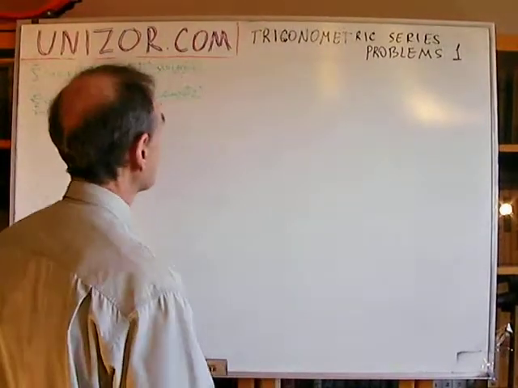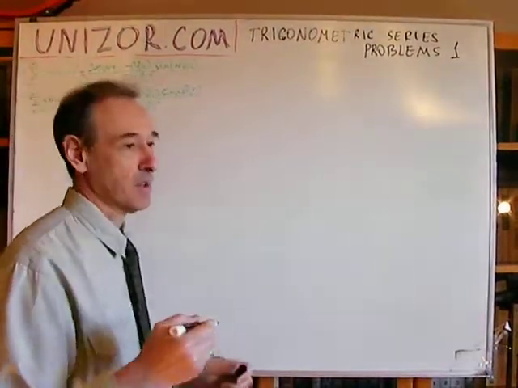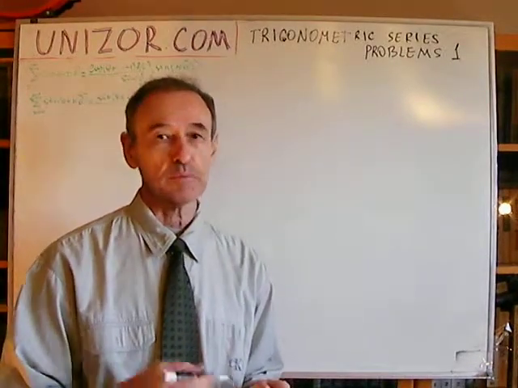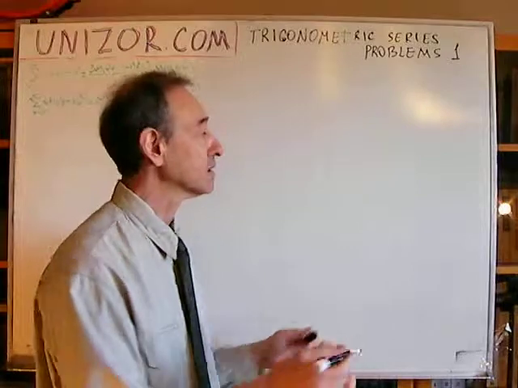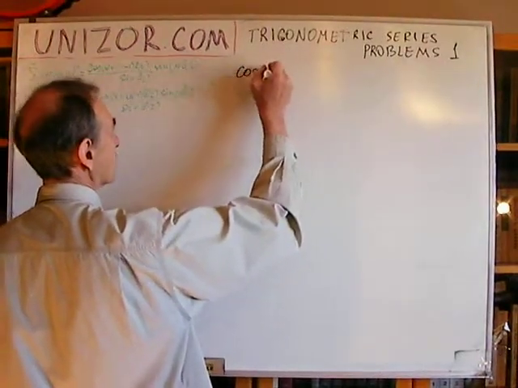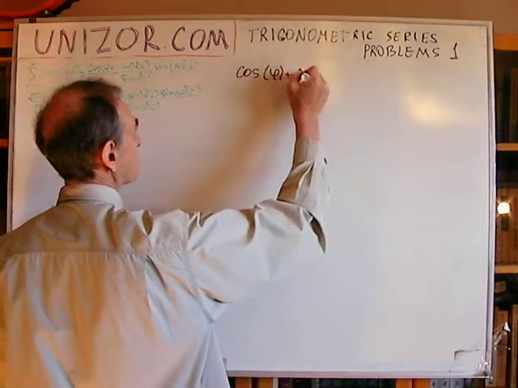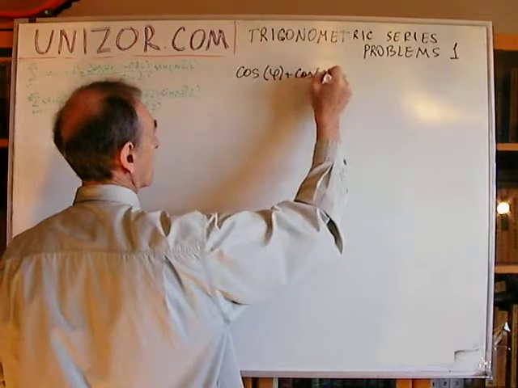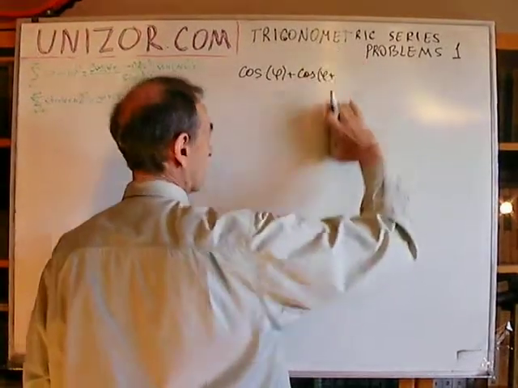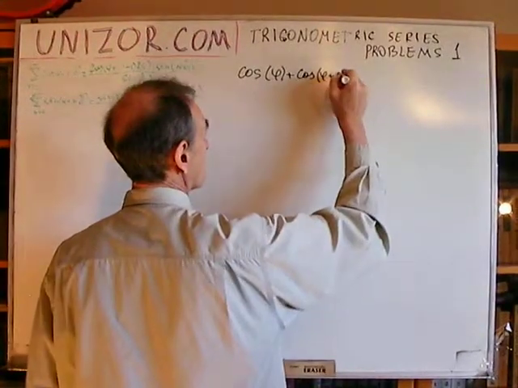So, the first problem was about sum of cosines, and the second problem was about sum of sines. So let's start with the cosine. So we have a problem of summation of this particular series.